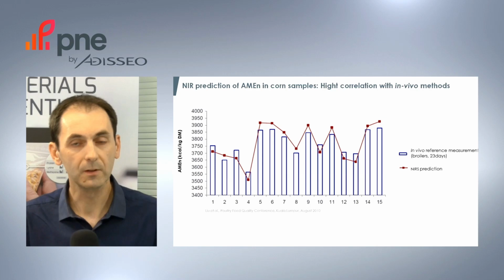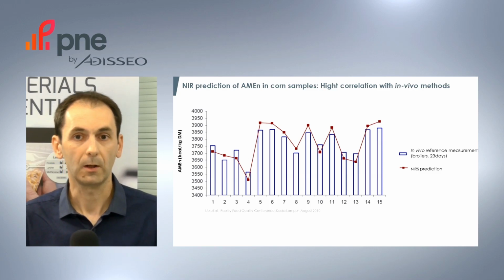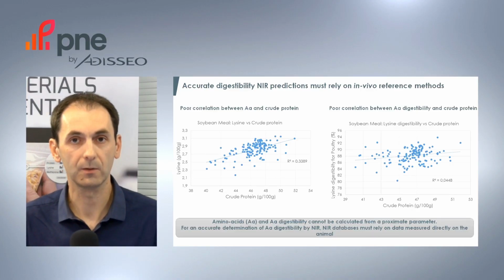And what is also interesting to notice in that example is that the reference method is an in vivo method, and actually for digestibility and energy, the NIR predictions should rely on this in vivo method for good precision and accuracy. And I would like to emphasize this point, that is to say, NIR predictions that rely on in vivo assays and in vivo data, because it's one unique offer from the PNE service.